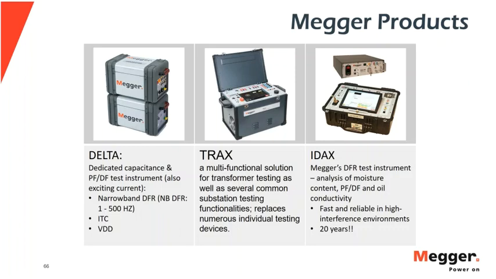On the far left, our Delta 4000 is our dedicated capacitance and power factor test instrument, and it has narrowband DFR testing capabilities. Its frequency range is 1 to 500 hertz, and it includes the automatic individual temperature correction for you. It also has a voltage dependence detection feature, which I didn't talk about specifically during the presentation. It monitors the harmonic content of the measured current, and it alerts the user when it believes that a voltage-dependent condition may exist in the asset being tested. This would then trigger the user to perform a power factor tip-up test that you may otherwise not be planning to do.